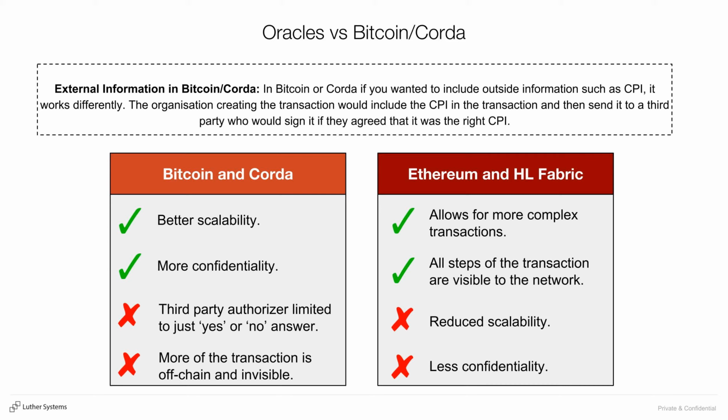Whereas in Ethereum and Hyperledger Fabric, no, you have the network do the validation and execute all the smart contracts. You have many nodes in the network executing these and validating every step, but you're going to have a harder time executing many smart contracts and many transactions. So there's a scalability argument. This also has implications for confidentiality.